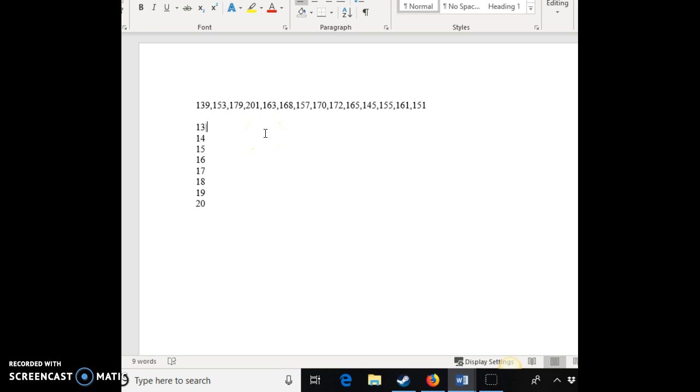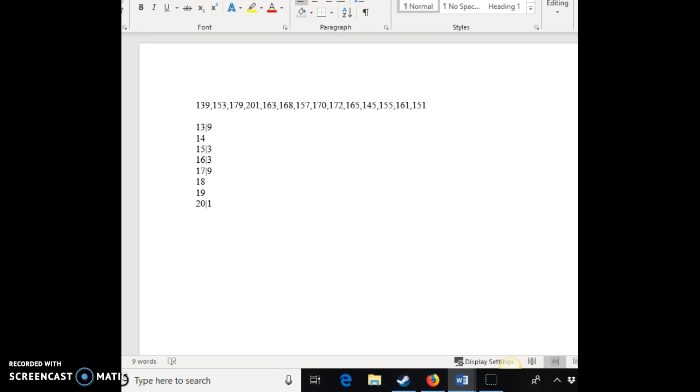All right, now 139, we are going to represent by putting the leaf of 139 behind the 13, just like so. 153 will do the same thing. Now I'll make my little line and then I'll put the 3. 179, same thing. I'll make my line and then I'll put the 9. 201, we'll go behind the 20, make my line, and a 1. 163, I'll make my line and then put the 3.